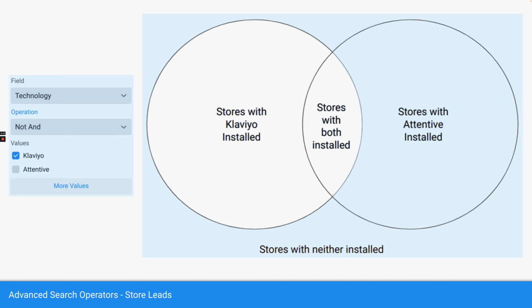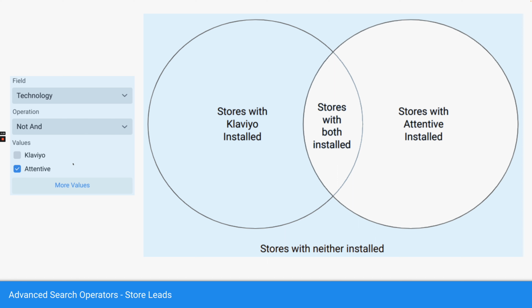And then here we have not and. It returns stores that do not match all of the check values. And so here, again, you can see the concept of not, where we're showing results for stores that don't have any of these apps at all. But then in this case, we're showing results for stores that have Attentive installed because we only picked Klaviyo. Here's the inverse if we had picked Attentive and the results that would be shown.